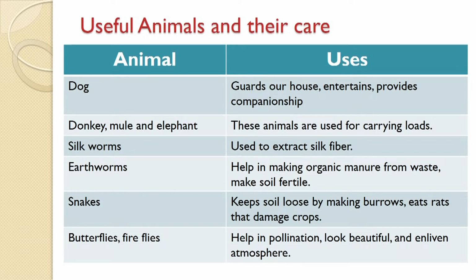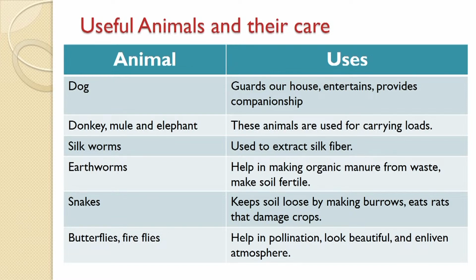They help in making organic manure or vermicompost from waste, and also they can make the soil fertile. Actually, they ingest the soil in their body, and when they excrete the soil, it is rich in various types of manure as well as mineral nutrients.